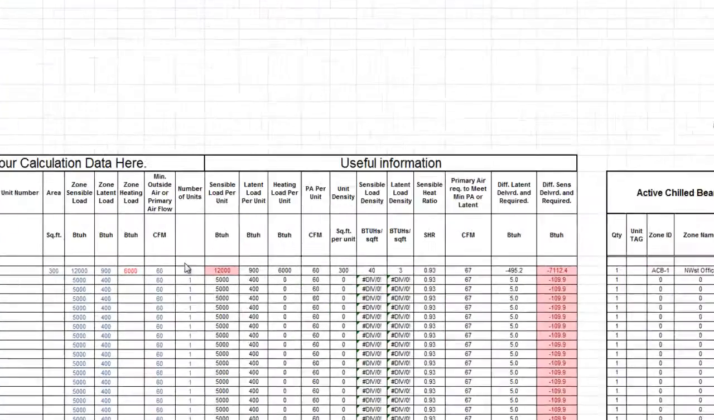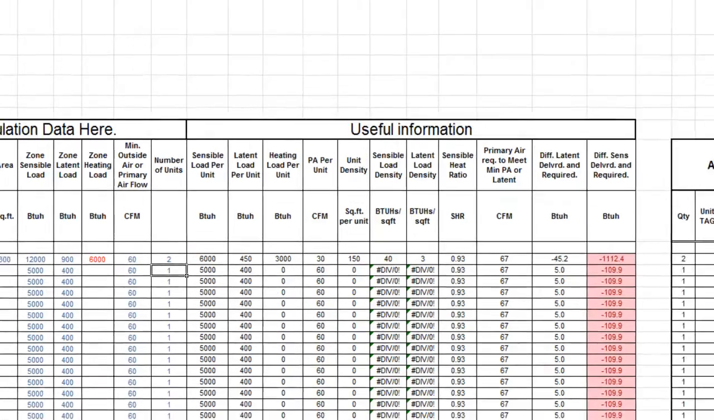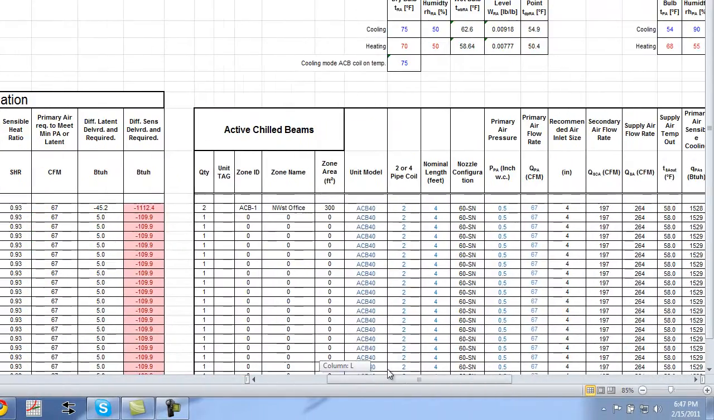So we can change the number of beams from 1 to 2, and the remaining useful information area of the program updates with the new requirements per beam. The software is written so that the default primary airflow rate that is put into the selection meets either the minimum primary air required for that zone or the minimum primary air required to meet the latent capacity for that zone. This column indicates that we're still short on delivered cooling capacity compared to what the load is requiring.